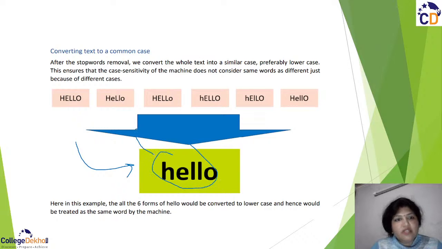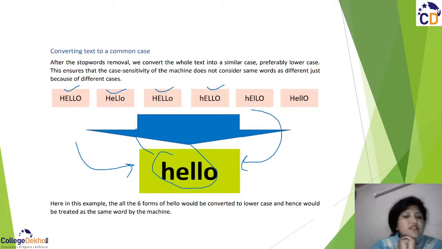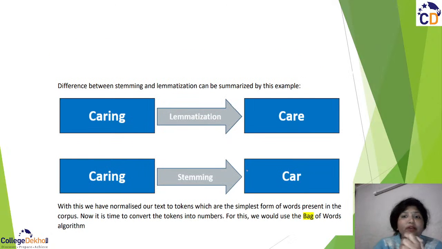So you might be using some capital letters, some in-between capital letters, some O's like this, but all of these texts are converted into lowercase, right? So in this example, all 6 forms of hello would be converted to lowercase and hence would be treated as the same word by the machine. It is not going to be changed. You have to make the machine understand like this: if these words are coming, they are converted into lowercase and they have the same meaning also, right? They don't have different meanings.